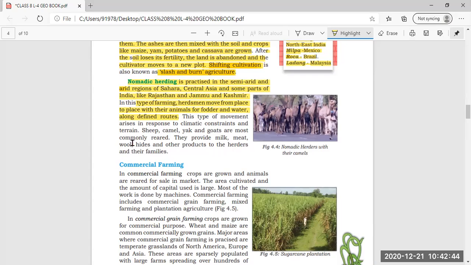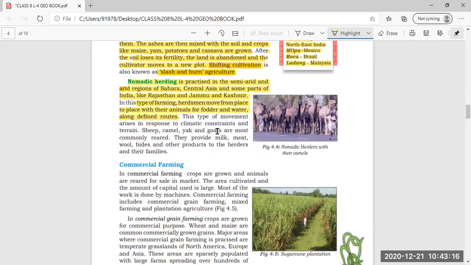Now, this type of movement arises in response to climatic constraints. Means why they move with their herds from one place to another, just because of the climatic constraints. Sometimes the climate is not suitable for the animals at a particular area, so the herdsmen move to another place for a suitable climate, where they can get enough food and water for their animals.